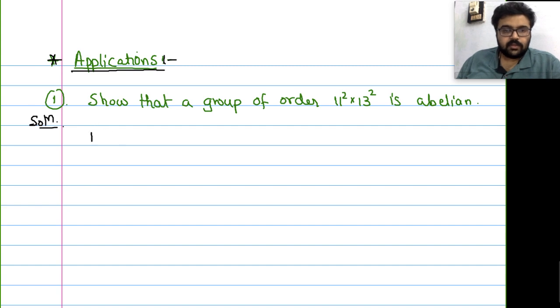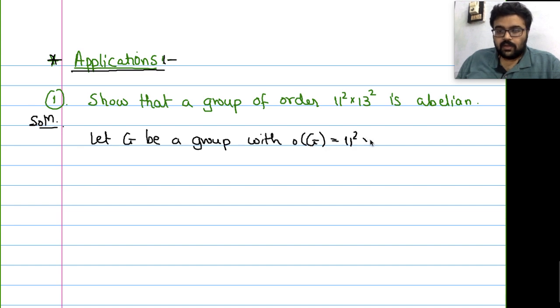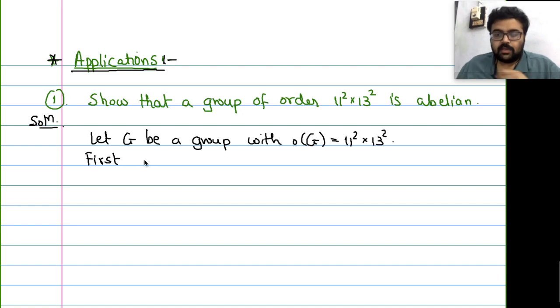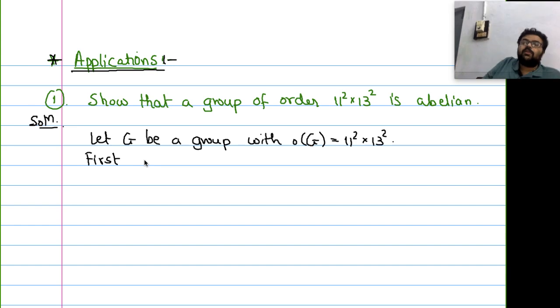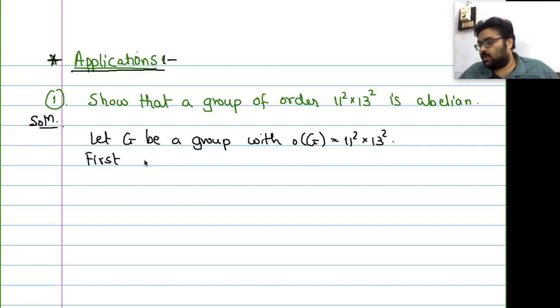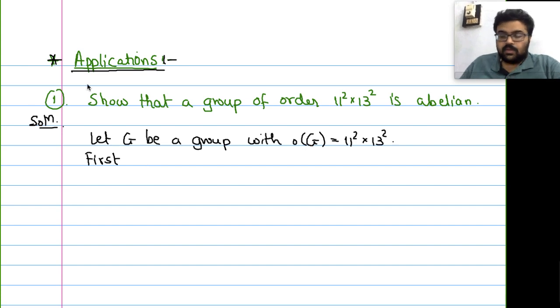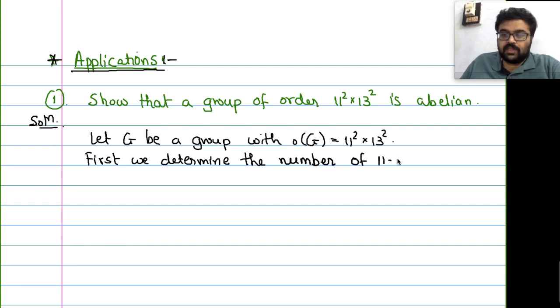So let G be a group whose order is 11 square into 13 square. First we determine how many 11 Sylow subgroups there are. G will have an 11 Sylow subgroup and a 13 Sylow subgroup, I mean two types of p Sylow subgroups, since there are two primes dividing the order of G. So first we determine the number of 11 Sylow subgroups in G.